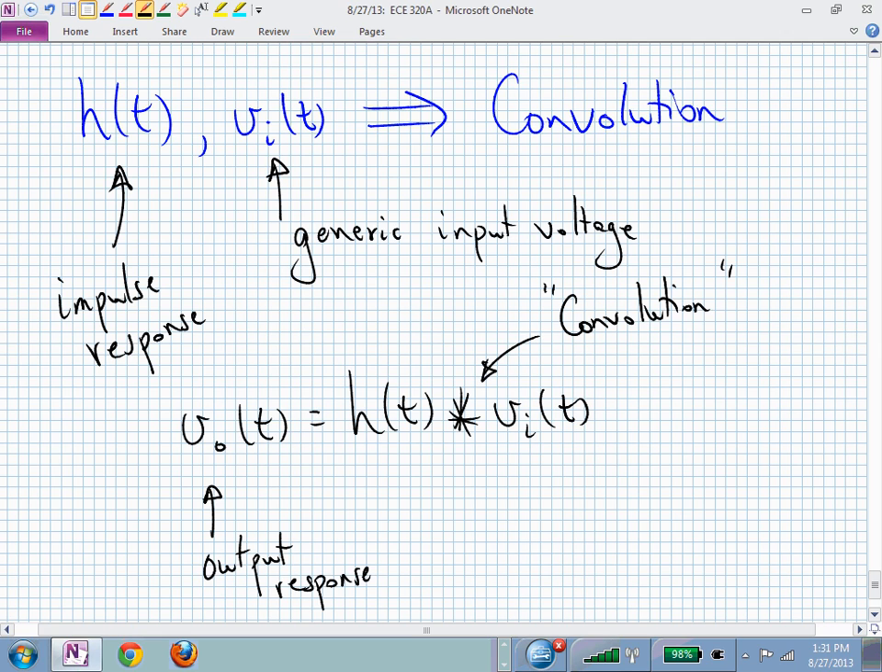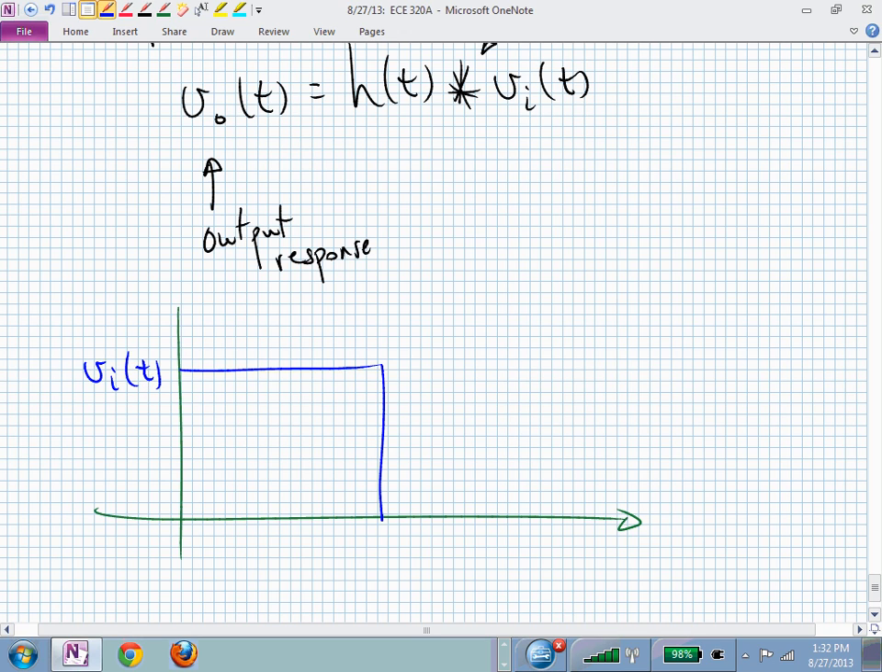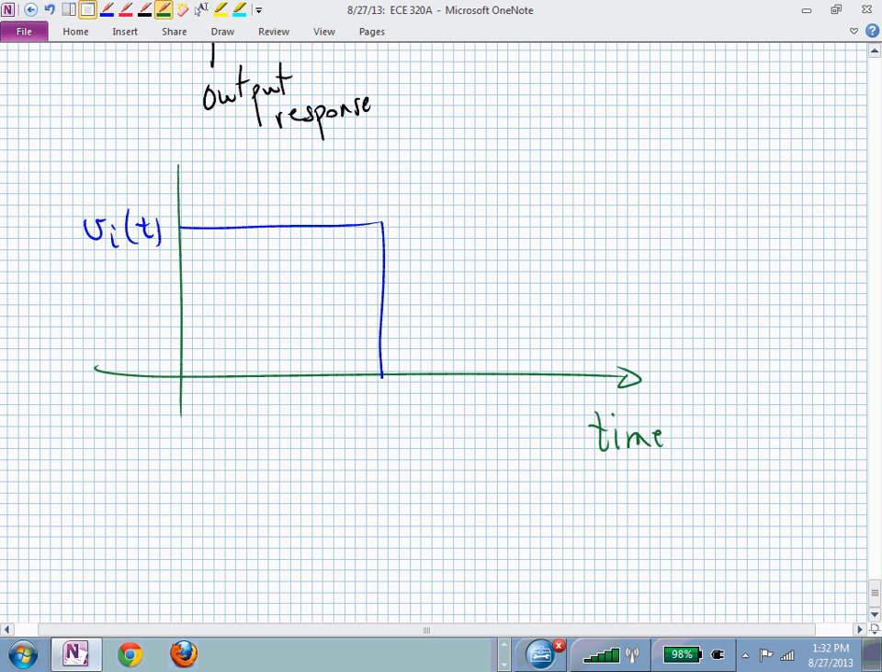V sub I of t is some generic input. Maybe somebody says, you know what? I now have an input. Let's say that I apply this. Maybe this is now V sub I of t. Here's our time. And now they say, well, what happens if you low pass filter that? What's going to be the output if you low pass filter that pulse? Any ideas?